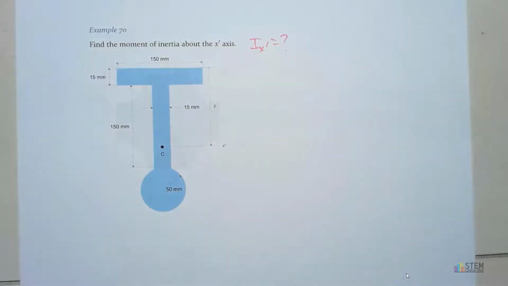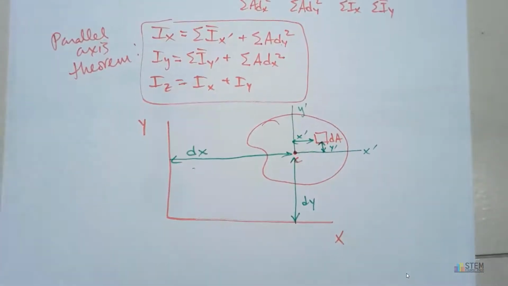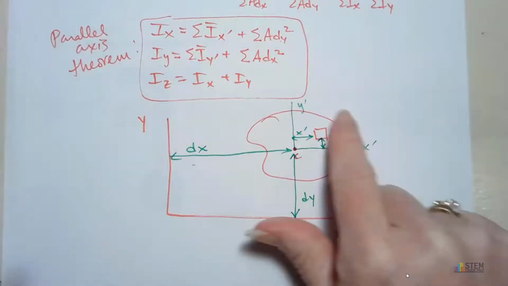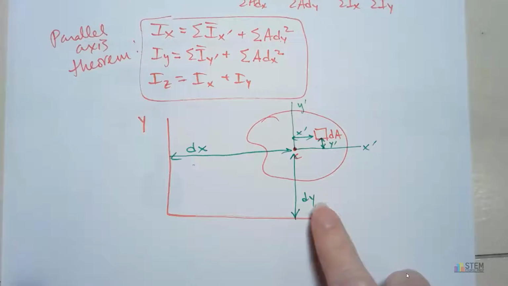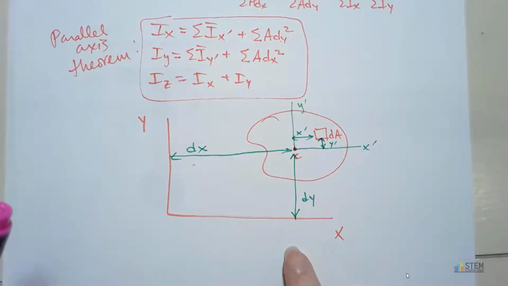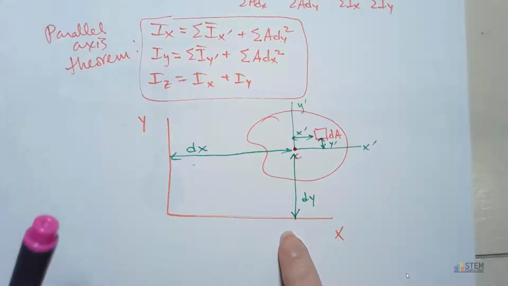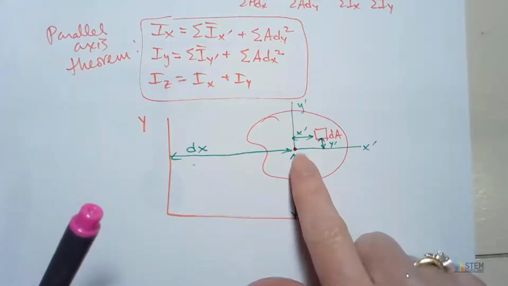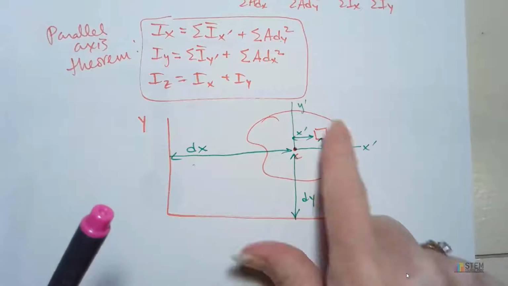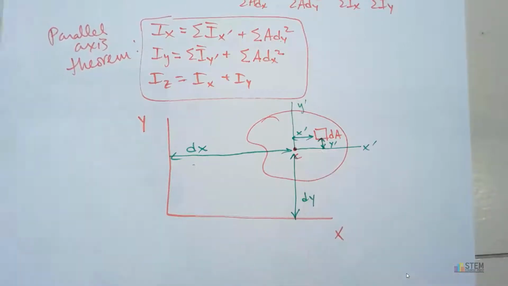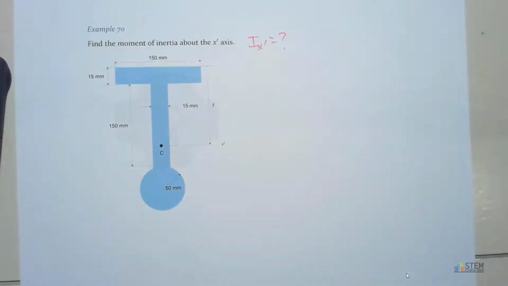Now, before we get started, remember we had this drawing here. We had the centroid of our area, and then we have all of these distances. Okay, so dx and dy, those are measuring from the axis we're interested in to the centroid of the area. Okay, so keep that thought in mind.